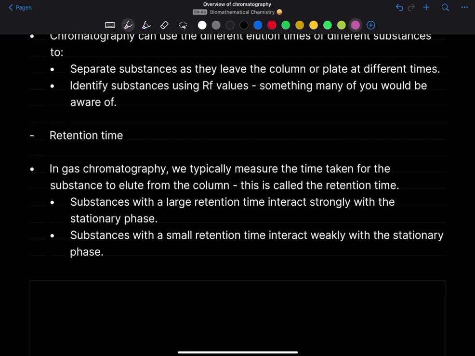So if you have a specific compound that you want to work out, and you have a specific solvent, you can go into a booklet and see how long it would take, and compare it to the ones that you got in your experiment, and say, do they match? Yes, they roughly match. So I'm confident that this compound that I have here is ethanol, for example. But substances with a large retention time interact strongly with the stationary phase, as I said before, and substances with a small retention time interact weakly with the stationary phase.